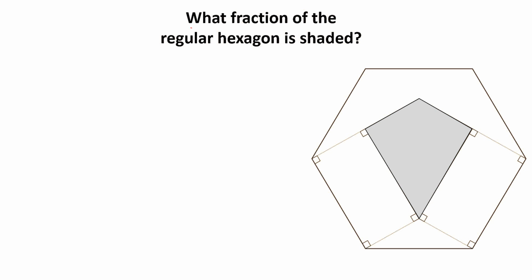The question is, what fraction of the regular hexagon is shaded? How can we solve this question? How to find the shaded area in this regular hexagon? First we divide the shaded area into two equal parts.